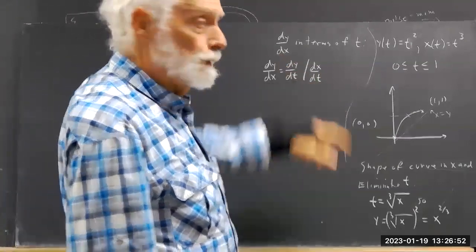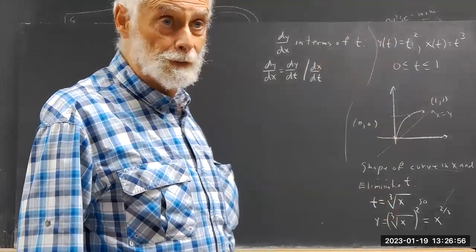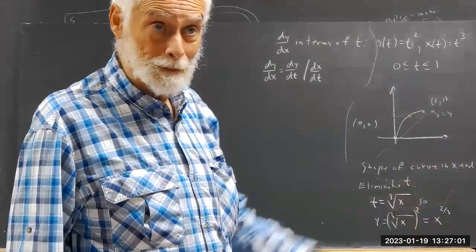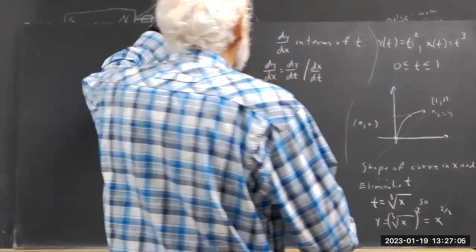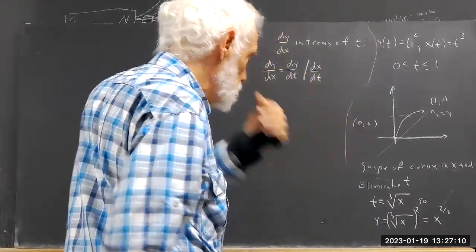it's dy/dt divided by dx/dt. You kind of think of it as a fraction, where your dt's cancel out. You get dy/dx, which is the direction, or the slope, and the slope is directly related to the direction.